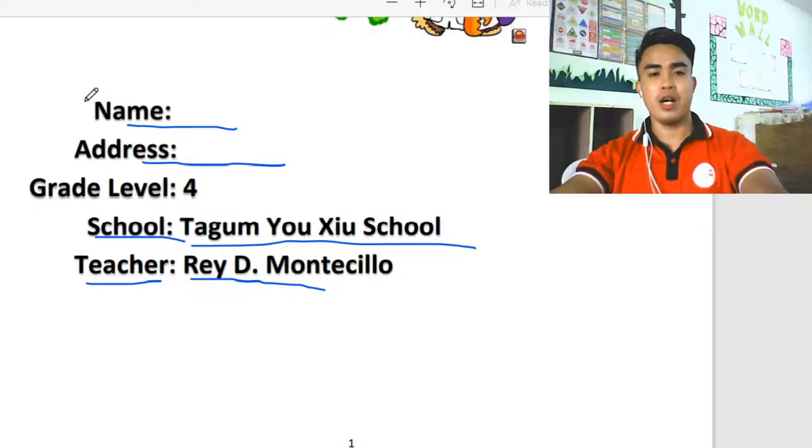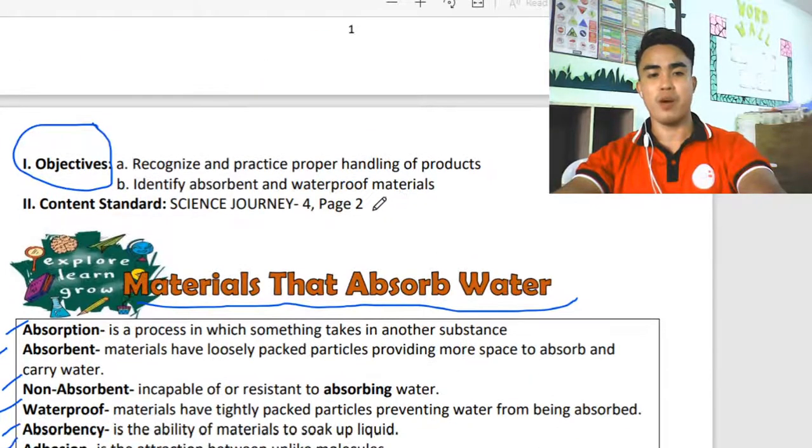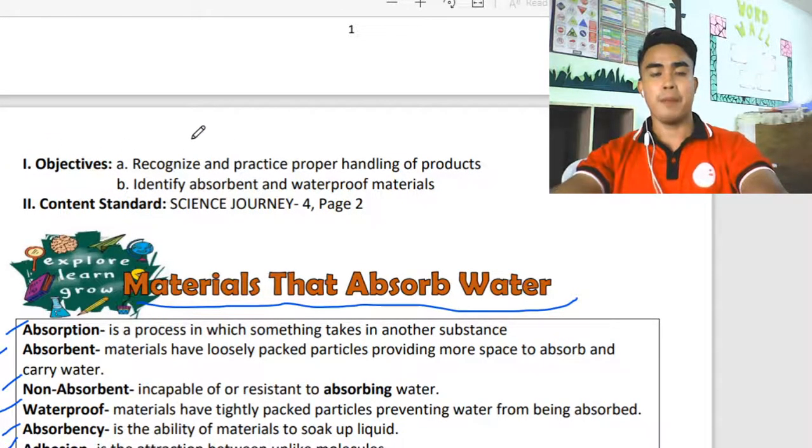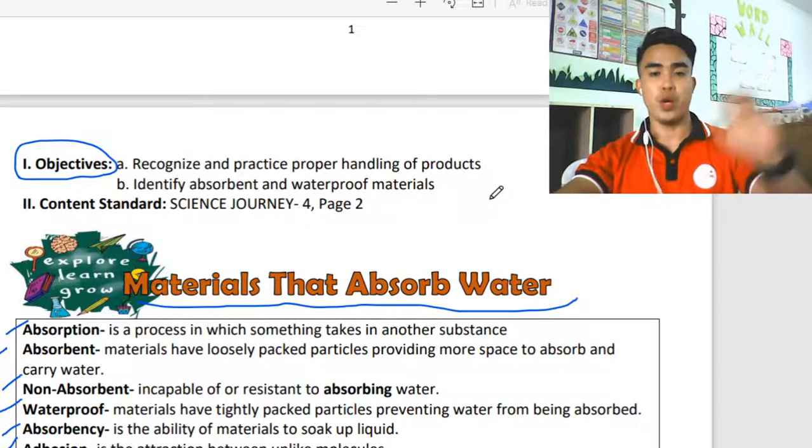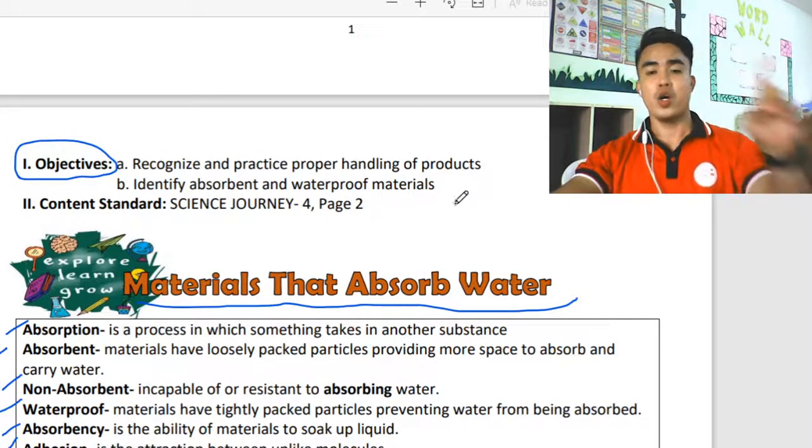Okay, right after writing the name, address, grade level, school, and your teacher, let's proceed to the next page of our module, page 2. In page 2, we have our objectives because each one of you is expected to recognize and practice proper handling of products, and then identify absorbent and waterproof materials. Which ones are the absorbent materials, and which ones are the waterproof or non-absorbent materials.